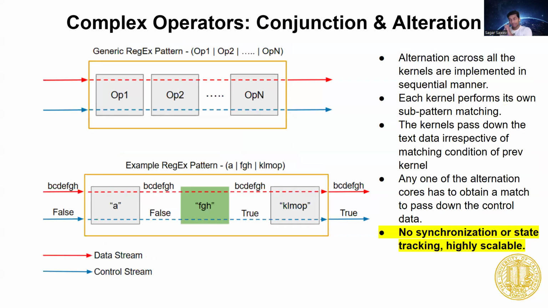Another complex operator is the alternation operation, where you have multiple sub-patterns or substrings that you need to find in an input line. The advantage of this implementation is that it is highly scalable, where you can have multiple cores that individually perform their own pattern matching in these kernels. The example nicely indicates that FGH was the actual pattern that was required to be found in the input line, and it is hit in the second core.